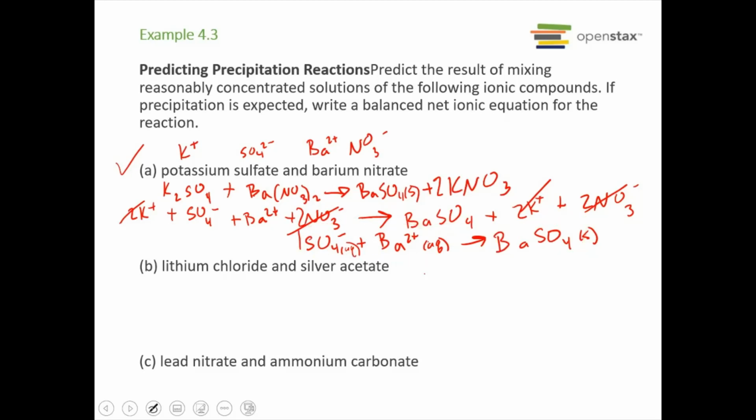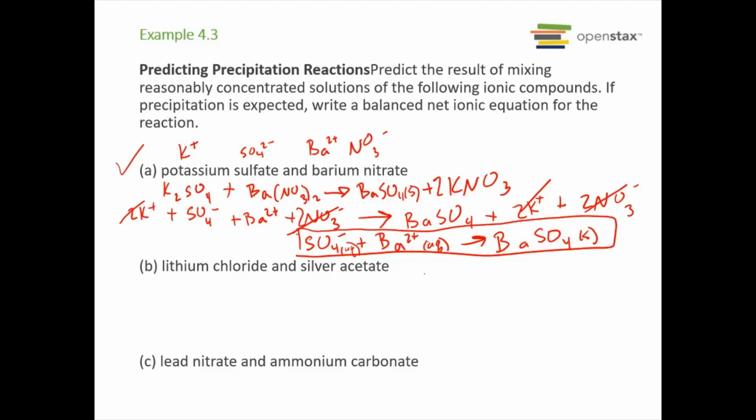So what you might also have noticed here is you can probably predict that net ionic equation without even writing everything out. You go, okay, well, I know BaSO4 is a product. That means that, and I know that potassium nitrate is going to be dissolved, so that means that it has to be the barium and the sulfate combining. So you might be able to just write down Ba2+ plus SO4 2- becomes BaSO4. And that's perfectly fine. I just like to go through all the steps just to ensure everybody is following along.